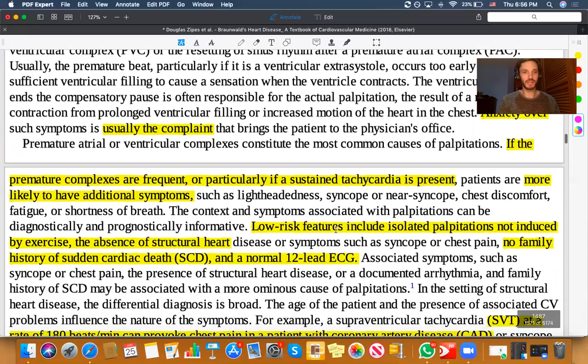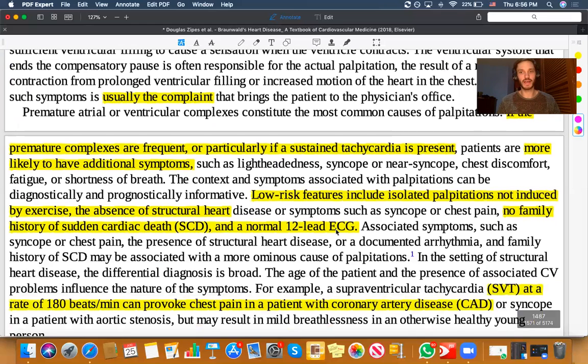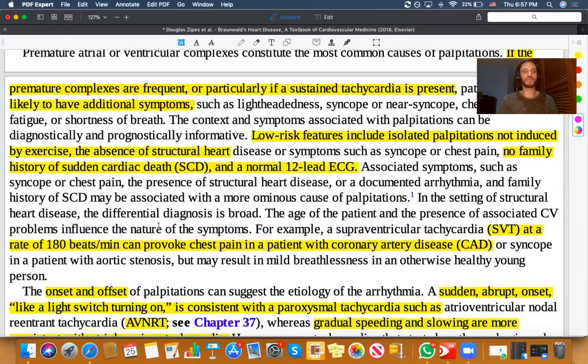If the premature complexes are frequent, or particularly if a sustained tachycardia is present, patients are more likely to have additional symptoms. The longer they are exposed to this, or the more frequently, probably the more symptomatic. But remember, they might not be symptomatic. So low risk features are important to distinguish from high risk. Which ones are low risk features? They include isolated palpitations not induced by exercise, the absence of structural heart disease, no family history of sudden cardiac death, and a normal 12-lead EKG.